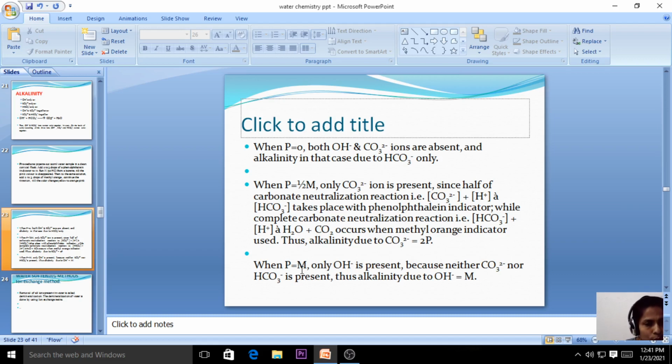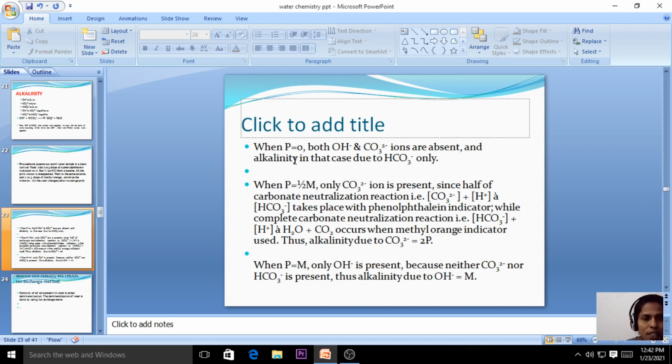Now when P is equal to M, what does P indicate? OH minus plus half carbonate. What does M indicate? OH minus plus carbonate plus bicarbonate. But what I said now? We need to consider LHS and RHS, those should be the same. See here OH minus, OH minus. That means OH minus ions are present. Here half, here full carbonate. That means carbonate is not present. Here there is no bicarbonate, but here bicarbonate is present. That means bicarbonate is also not present. That means only OH minus causes alkalinity.